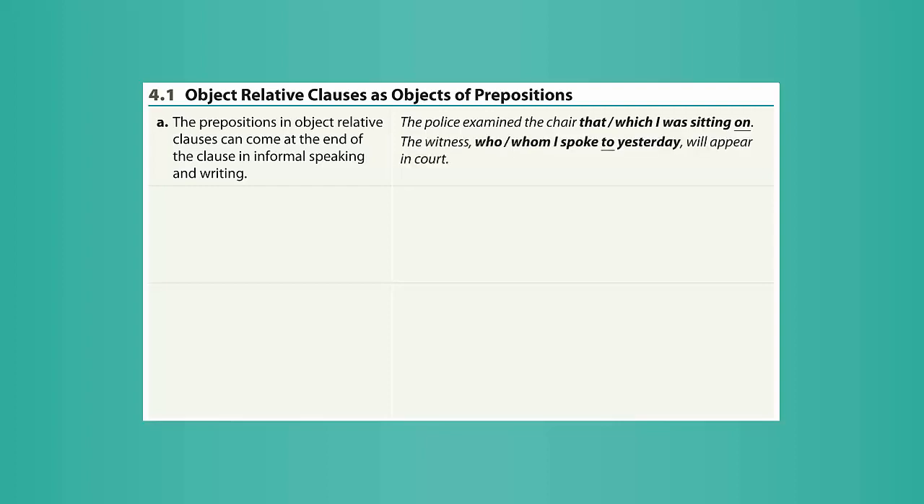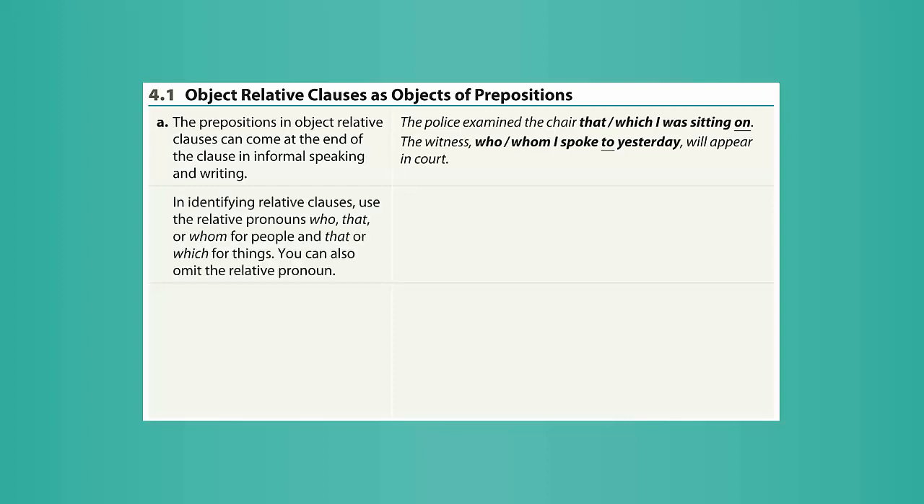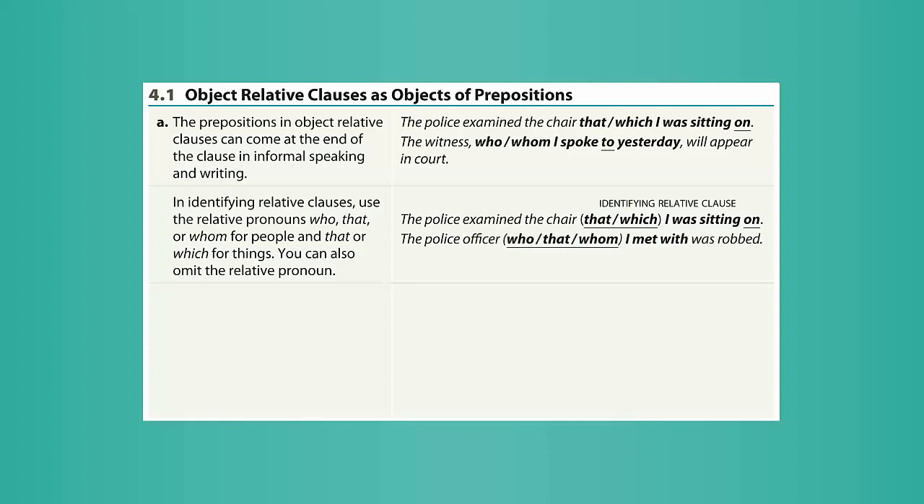The witness whom I spoke to yesterday will appear in quote. In identifying relative clauses, remember to use the relative pronouns who, that, or whom for people and that or which for things. We can also omit the relative pronoun. For example, we can say the police examined the chair that or which I was sitting on, or we can omit the relative pronoun. The police officer whom I met with was robbed, or we can omit the relative pronoun here.